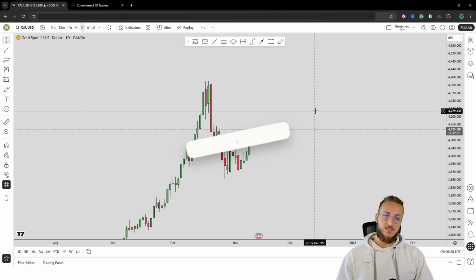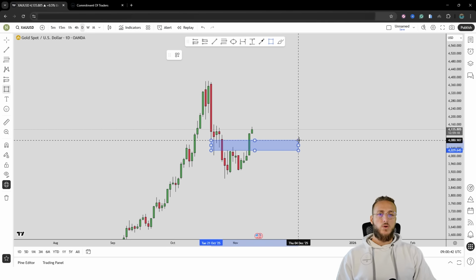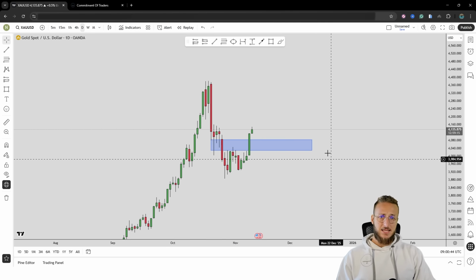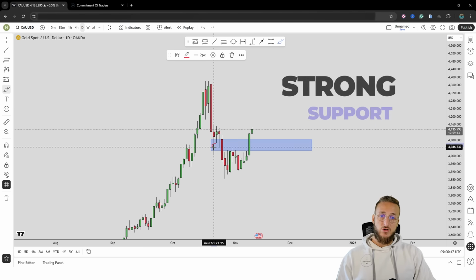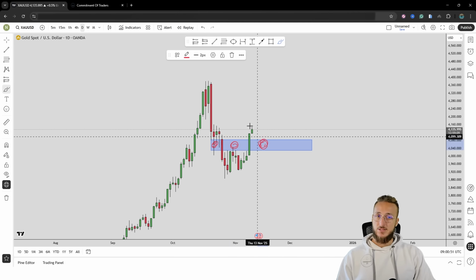Now, back to the analysis. So here on the daily, first of all, let's identify structure. What we can notice here is that this level was quite important. This was the previous level of support, turned resistance, which is now again acting as support here.